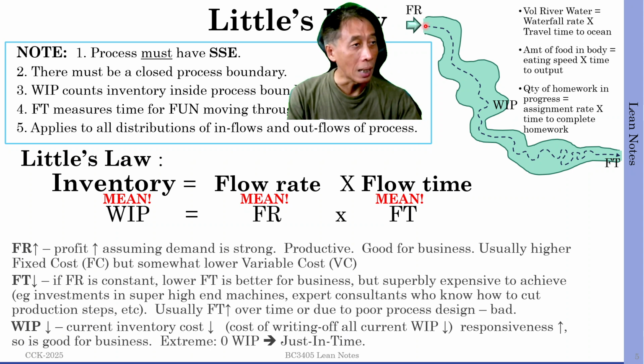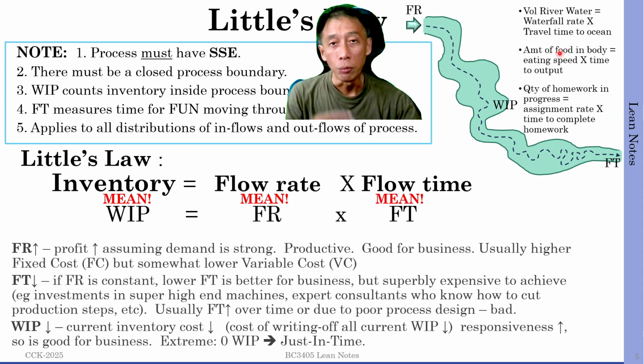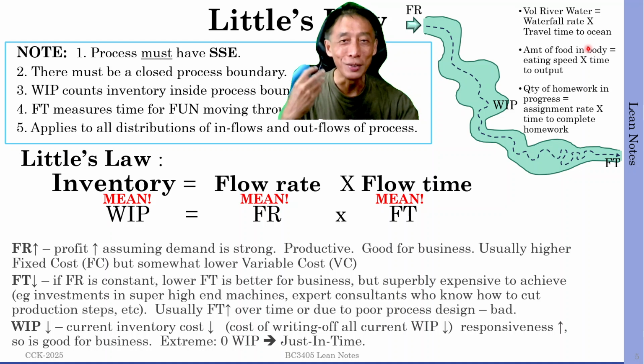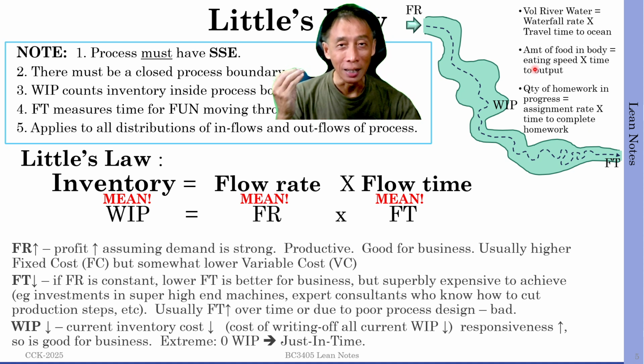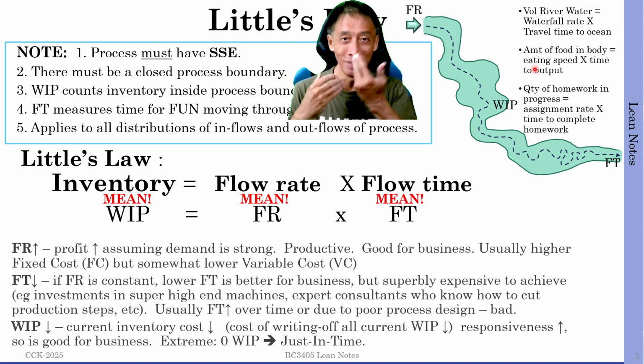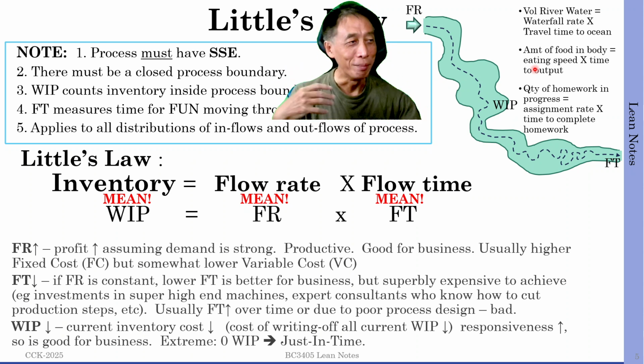All right, so that's for the river. We talk about the river, but we can use the same drawing for the amount of food in the body. How much food is there, in kilograms, in your body? It could be by inspection: you cut yourself open, take out the stuff and weigh it. But no, we're not going to do that.